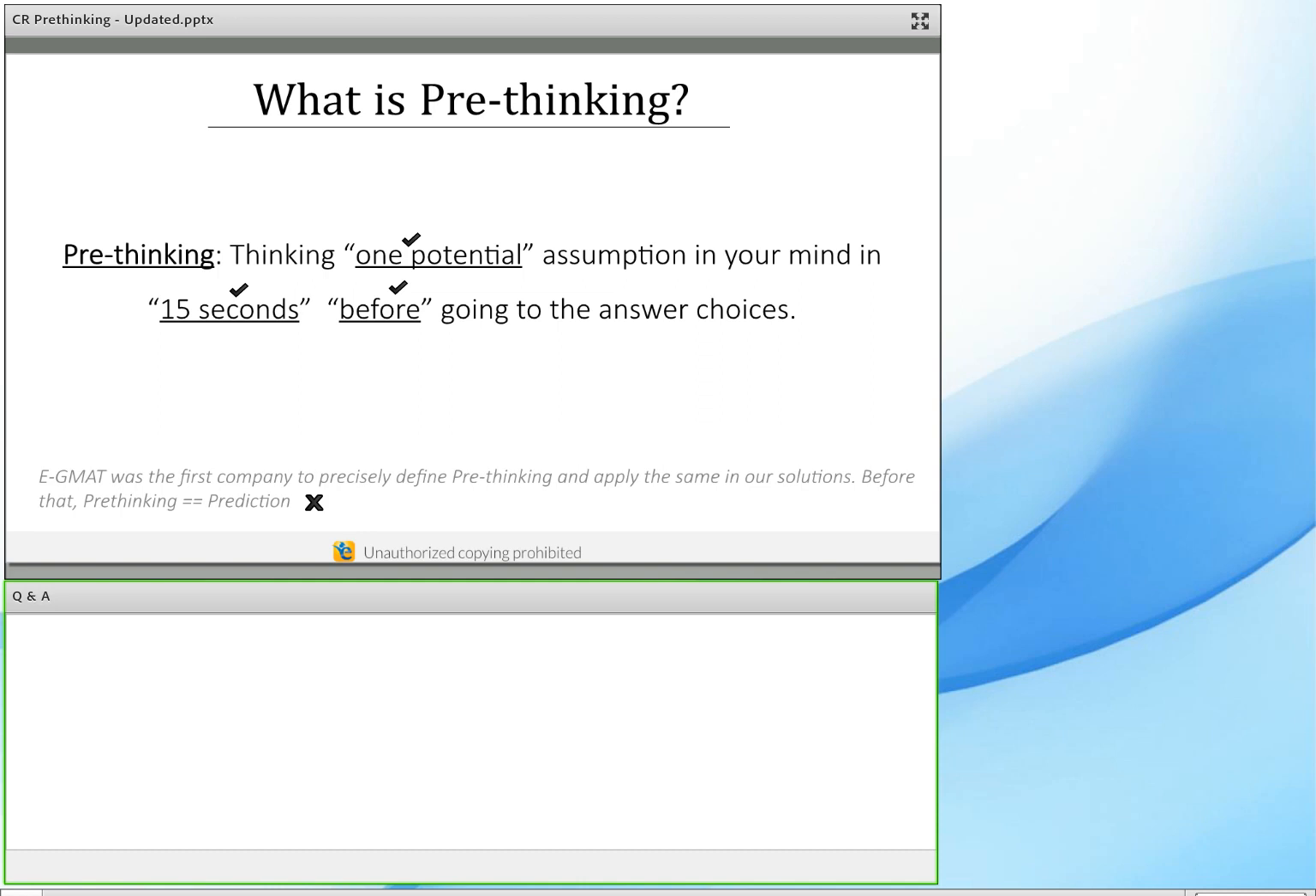Our goal is not to really figure out what's going to be in the answer choices. Our goal is to understand the logic of the argument, and that understanding has to be very, very clear. There will be questions in which your pre-thought assumption and the assumption in the answer choices would be different, but that's okay. Why? Because the essence of pre-thinking is understanding the logic. The moment you see another assumption that fits that logic, you'd be able to identify it and you'd be able to mark it without hesitation.